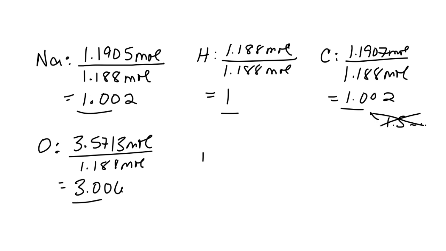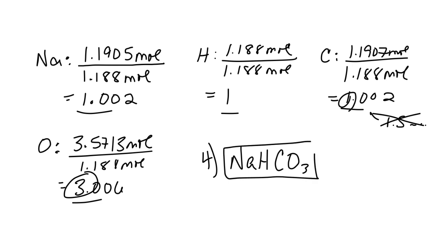But right now, step 4 is to come up with my actual empirical formula. And this is where I would have sodium with a subscript of 1, but we never put a 1 in, so we'll just take it out. Hydrogen with a subscript of 1, but we never put a 1 in, so we'll take it out. Carbon with, again, a subscript of 1, we're not going to put it in. And then oxygen with a subscript of 3. And there is your empirical formula for this particular compound.